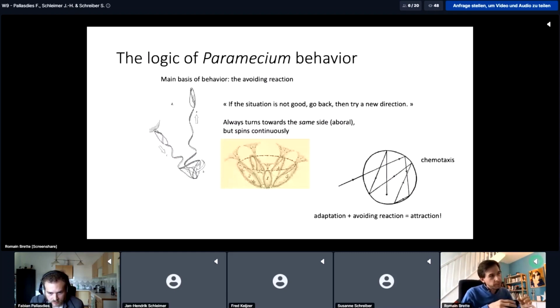So basically what happens is that while it's swimming in the weak acid, it adapts to this new solution so that when it hits the boundary, there's a stimulus, there's a chemical stimulus there, and that triggers the avoiding reaction. So with just that and adaptation, you can get chemotaxis.